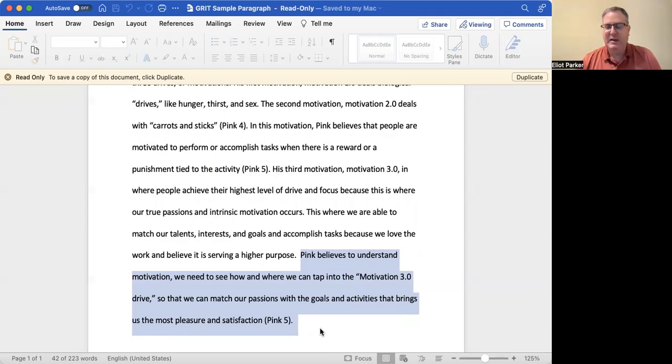Motivation 2.0 is the rewards and punishments involved in what motivates us or what helps us to achieve grit, because we know there's a reward or a consequence. And then 3.0 is where we mesh everything together. 3.0 is where our passion really comes in. This is where we blend our 1.0 motivation. We understand our 2.0 motivation, we want to get to 3.0.